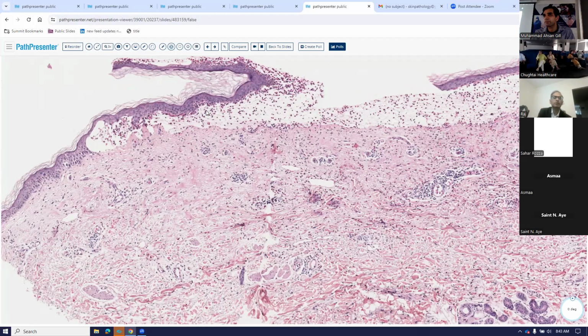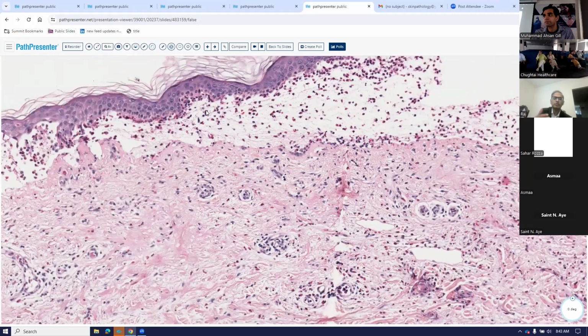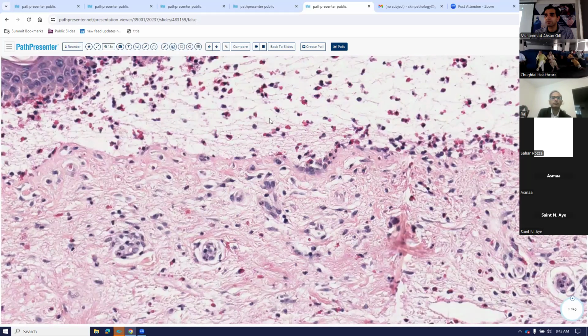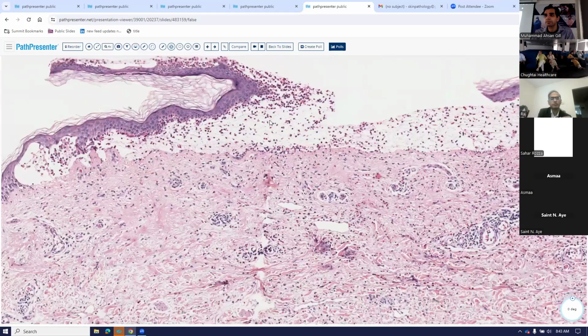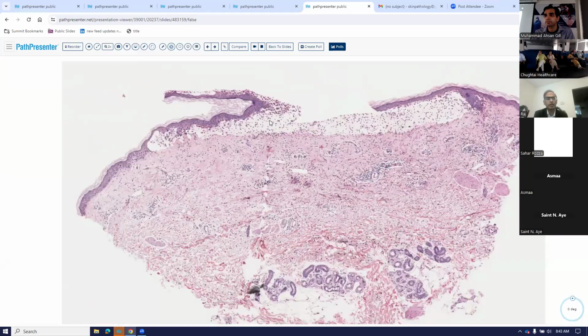When you see a bulla that is subepidermal, the next question that should come to your mind is, is it associated with inflammation? Yes, this one is associated with a lot of inflammation. Then the next question is, what kind of inflammation? Here I see a ton of eosinophils. So for a subepidermal bulla with inflammation composed predominantly of eosinophils, your main differential diagnosis is bullous pemphigoid.